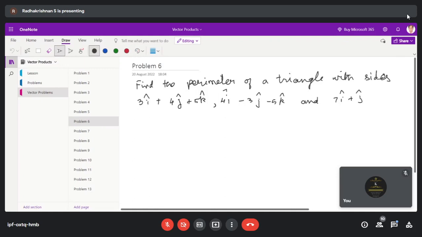Half AB into magnitude of AB vector into AC. Half into AB into AC. What will that give? Perimeter or area? Area of a triangle. Right. That is area. Area and perimeter are different things, right?